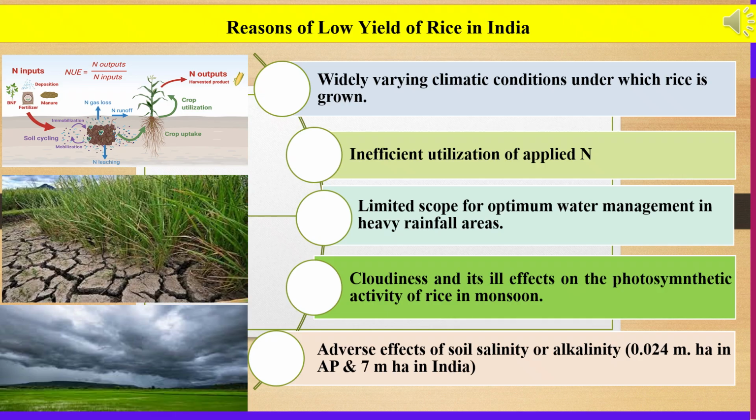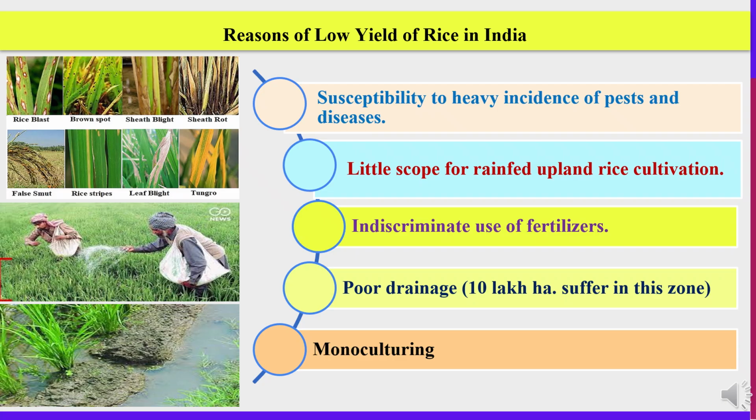Policy planning helps government design farmer support schemes, subsidies, and research programs that address actual field issues. Food security, increasing yield ensures adequate rice supply for India's large population. Farmer income, higher productivity directly improves profitability for farmers. Now we understand the reasons for low yield of rice in India.